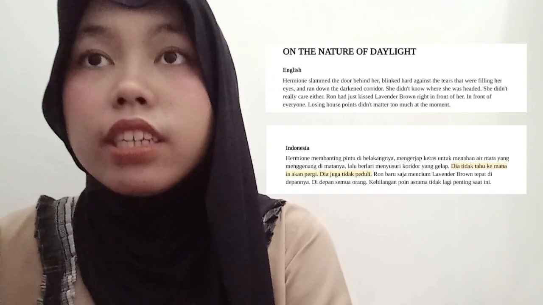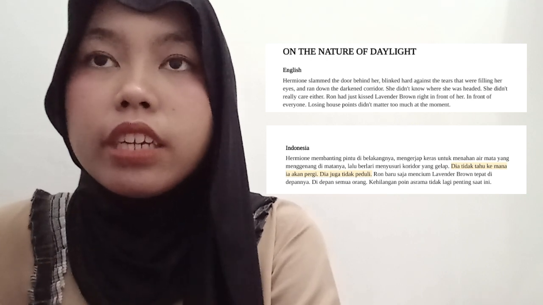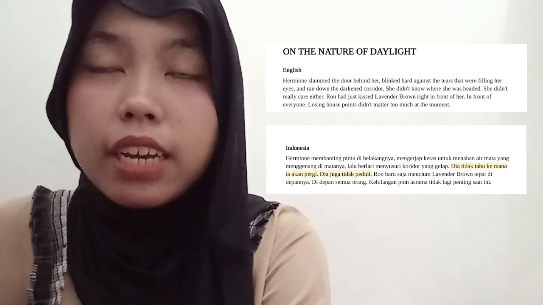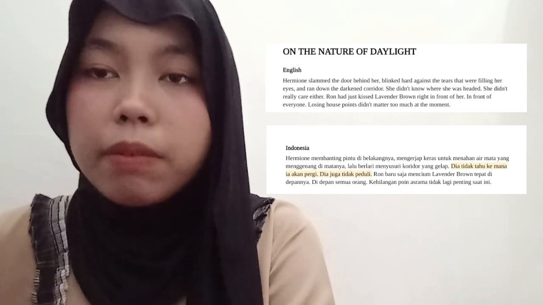Now let's talk about the translation methods that I used. In this text, I use three main translation methods. The first one is semantic method. For example, there is "she didn't know where she was headed. She didn't really care either." Was translated as "dia tidak tahu kemana ia akan pergi. Dia juga tidak peduli." So this is semantic method.